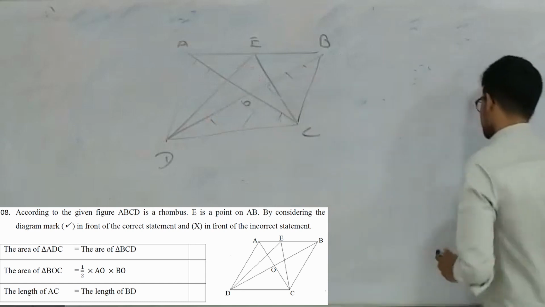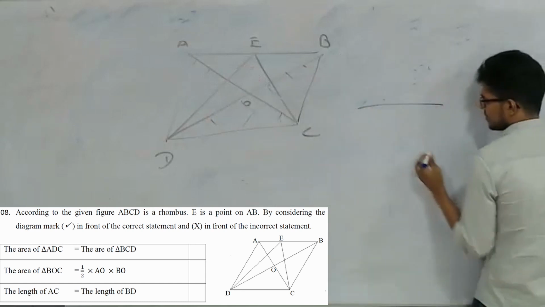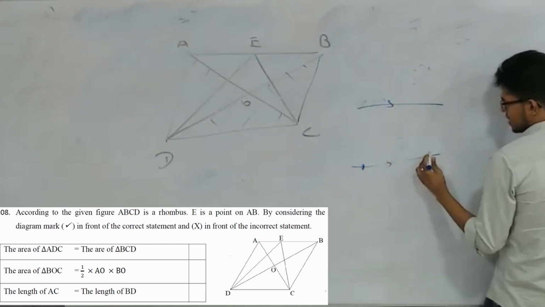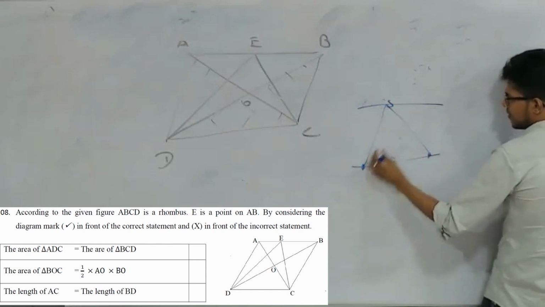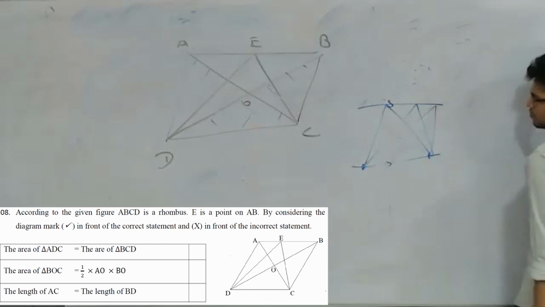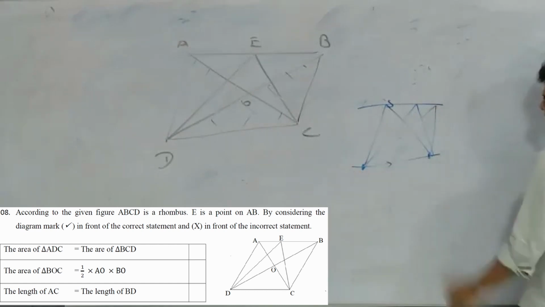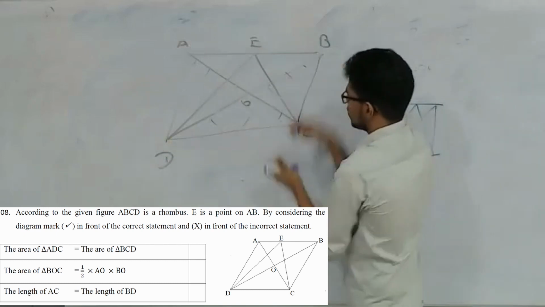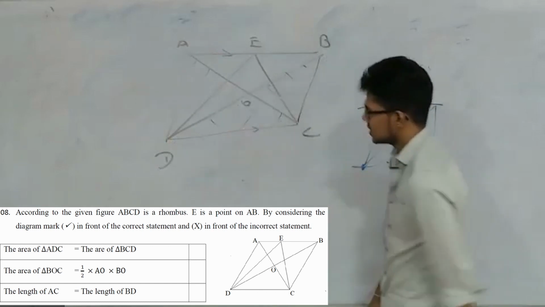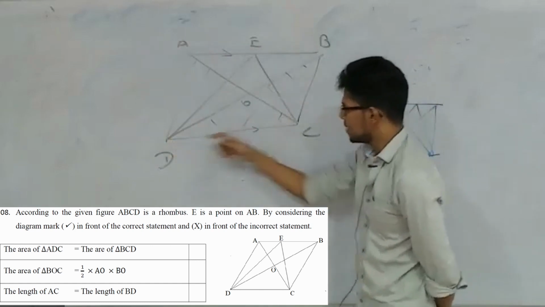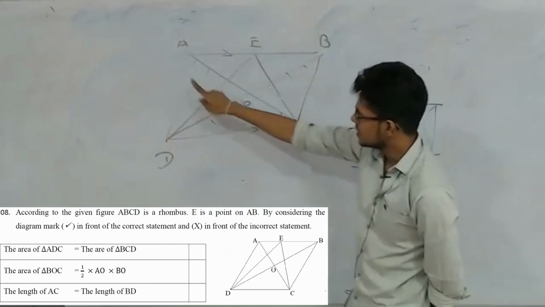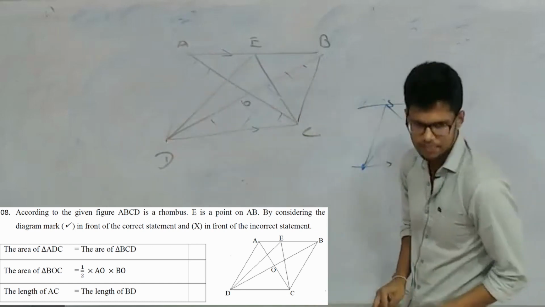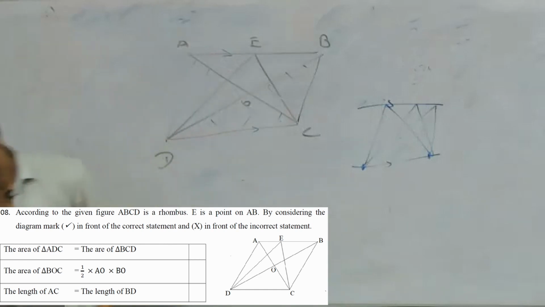So you have a theorem. You know the theorem, right? If there are 2 parallel lines and you have a common base, the area of whatever triangle you draw between these two parallel lines with the same base is going to be equal. So here also it is the same. This is a rhombus, and rhombus means these lines are parallel. So since these lines are parallel, you have a common base. All these three triangles have the same area, right? Therefore, the first one is correct.